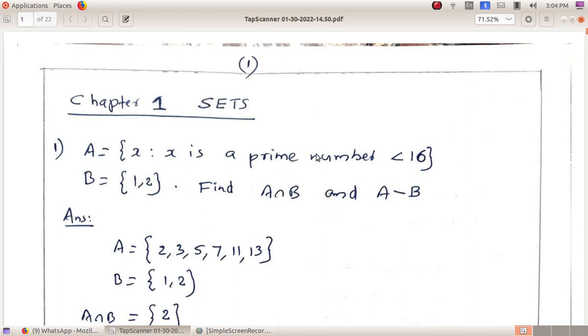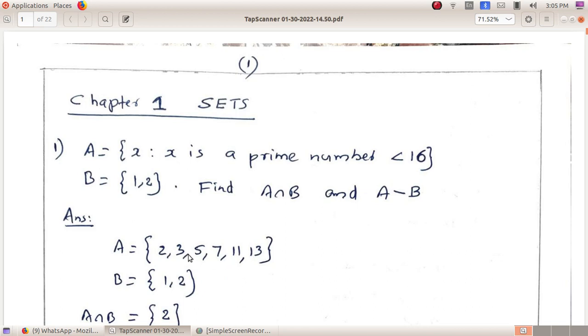See, we know prime numbers. Prime number means what? It is not a composite number. These are the examples: 2, 3, 5, 7, 11, 13. These are the prime numbers below 16. Here, the factors of 2 are only 1 and 2. Therefore, 2 is a prime number. 3, 1 and 3, because 1 into 3 is 3. Similarly, 1 into 5 is 5, 1 into 7 is 7. No other factors are there for these numbers.